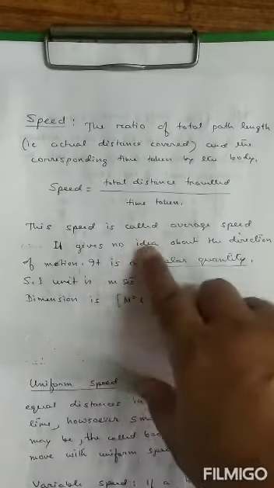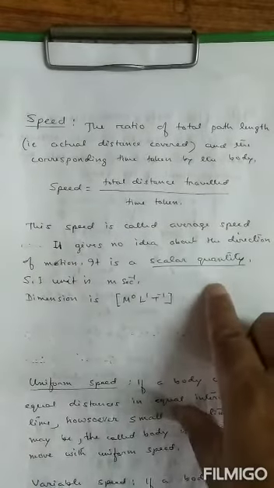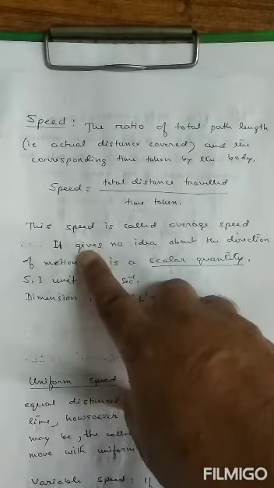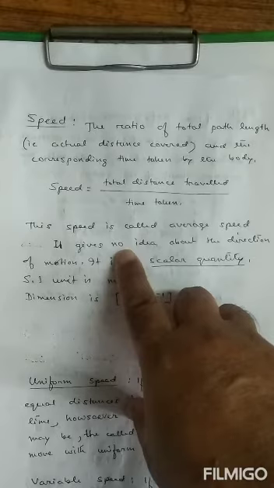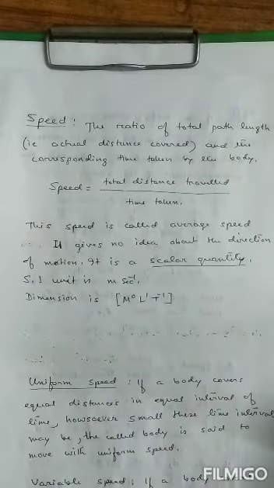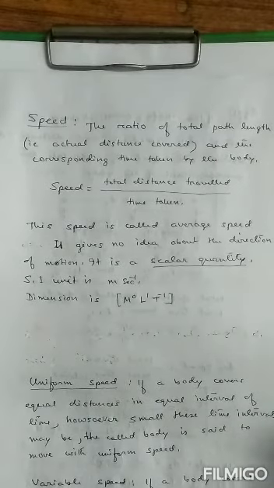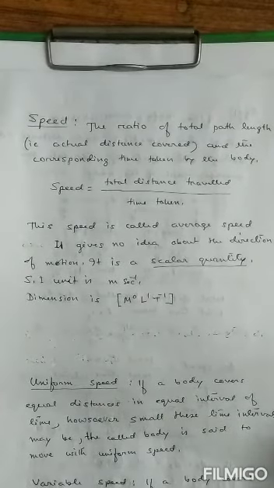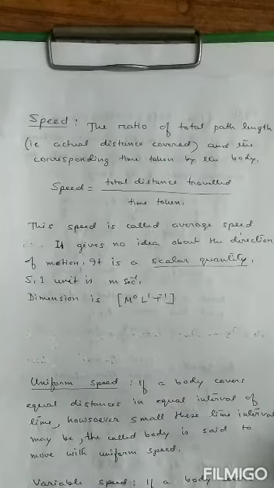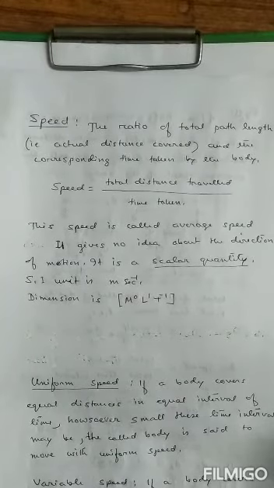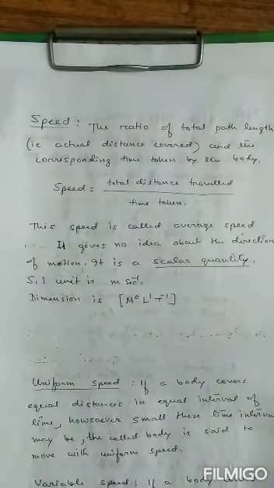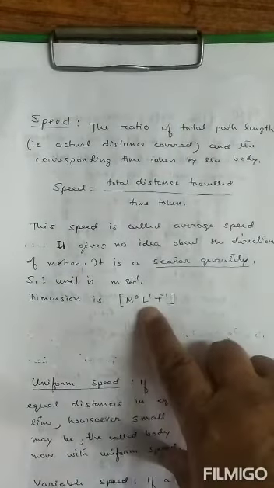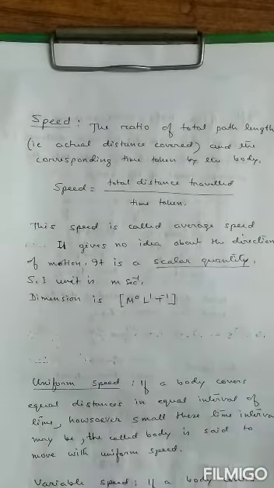It is a scalar quantity. Why scalar quantity? Because the speed of the body does not give any information about the direction of motion of the body. The SI unit is meter per second and the dimension is L1 T to the power minus 1.